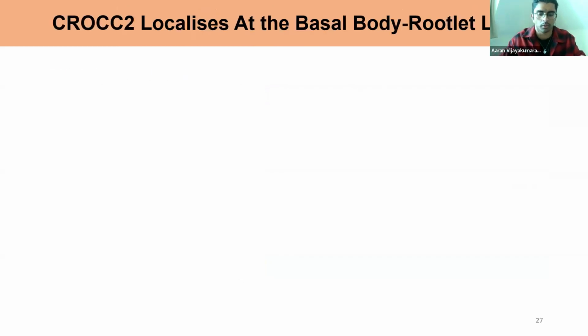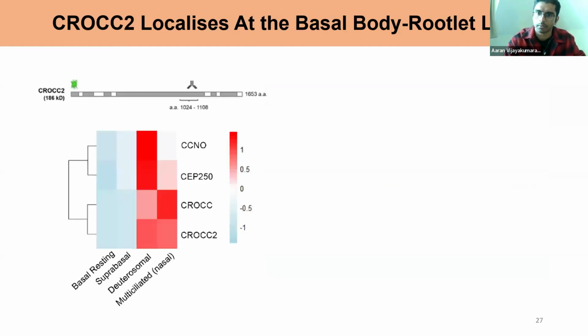But these are all proteins which have been previously implicated to interact with CROC and rootletin in different cellular contexts. And we wanted to identify new components of this molecular bridge. I then examined CROC2, a paralog of CROC and CEP250. Now, single-cell RNA-seq analysis shows that CROC2 has a similar expression profile to both CROC and CEP250, suggesting it to be a bona fide component.